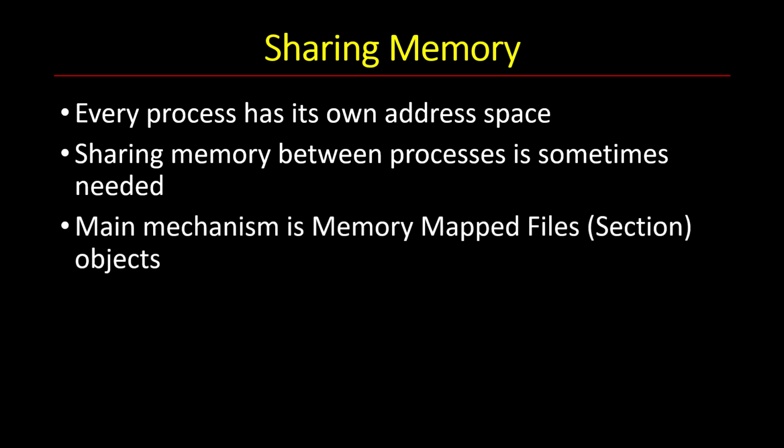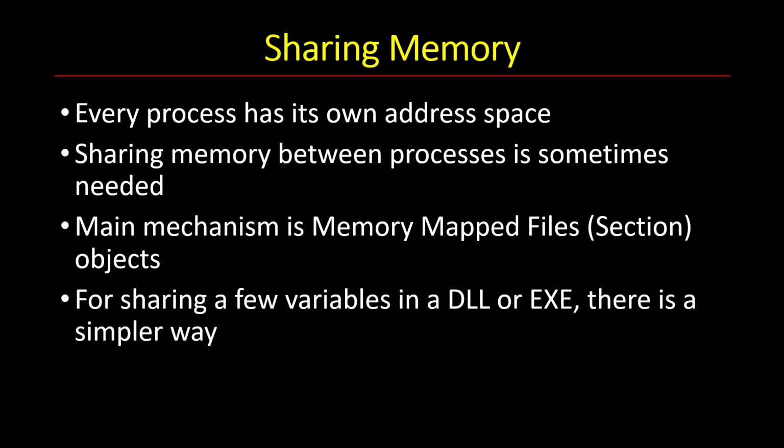There are basically two ways of doing that. The first one, which is the main mechanism, is using memory mapped files, also known as section objects. This mechanism is something I'll look at in a separate video. However, there's a simpler mechanism that could be used if you're sharing a few variables that are part of some DLL or executable. For an executable, it means all processes using that executable can share these variables, and for a DLL it means that all processes loading that DLL will be able to share these variables. So I want to focus on this option in this short video.